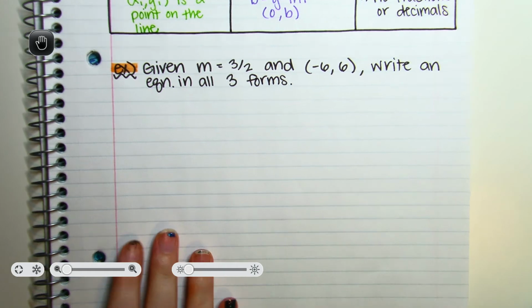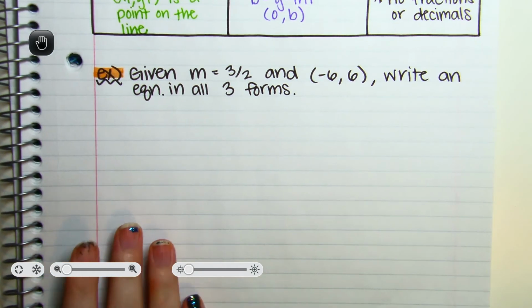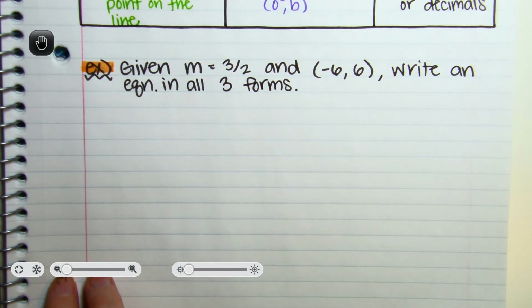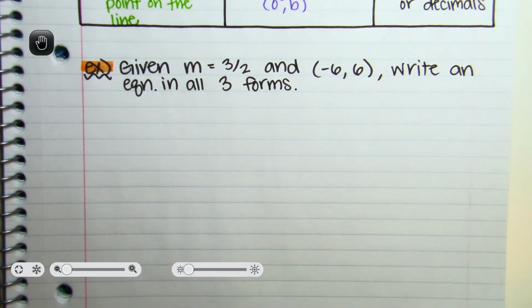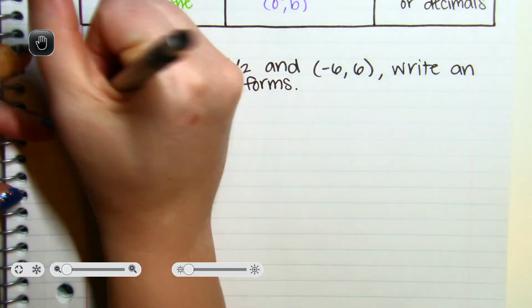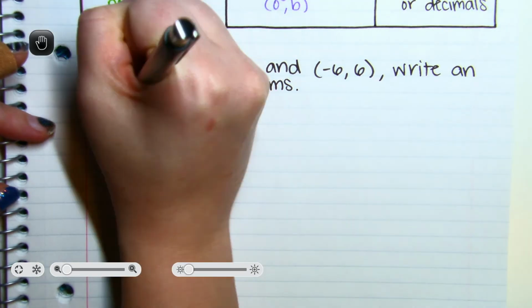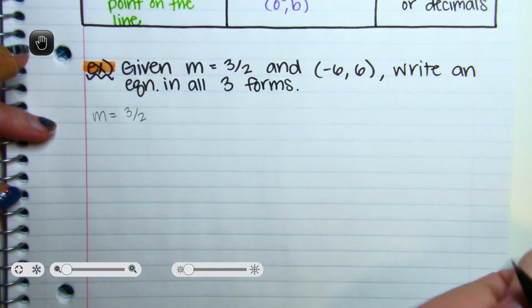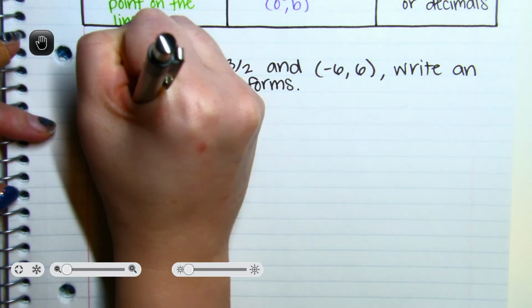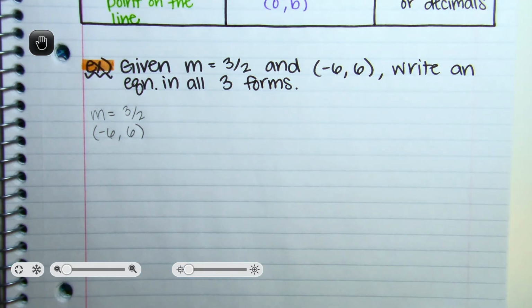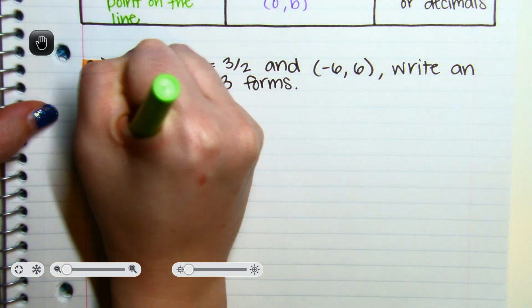So first example, we are given that m, the slope, equals 3 over 2, and we are given the coordinate point negative 6, 6, and we want to write an equation in all three forms. So first thing I'm going to do is just rewrite this info that I was given over here off to the side. So I'm going to rewrite the m equals 3 over 2 and the coordinate point negative 6, 6, which that coordinate point is the x1, y1.